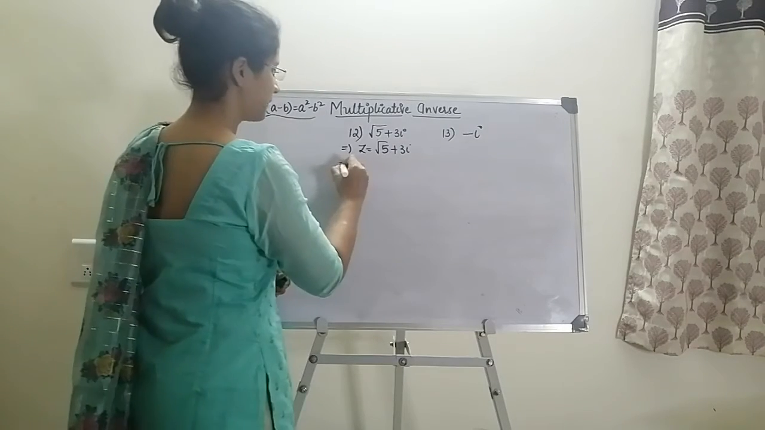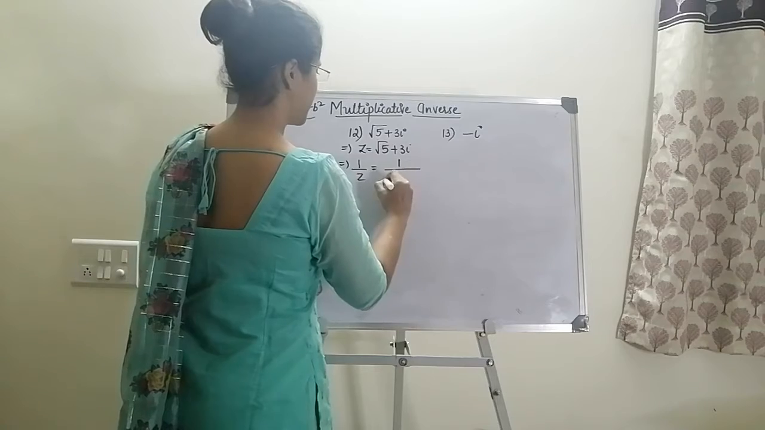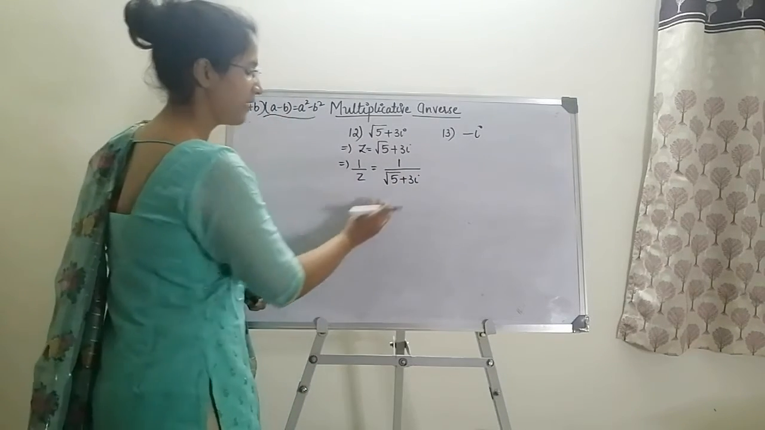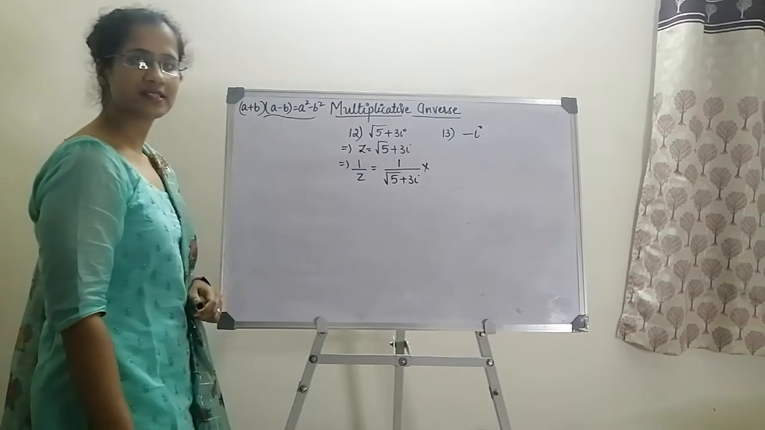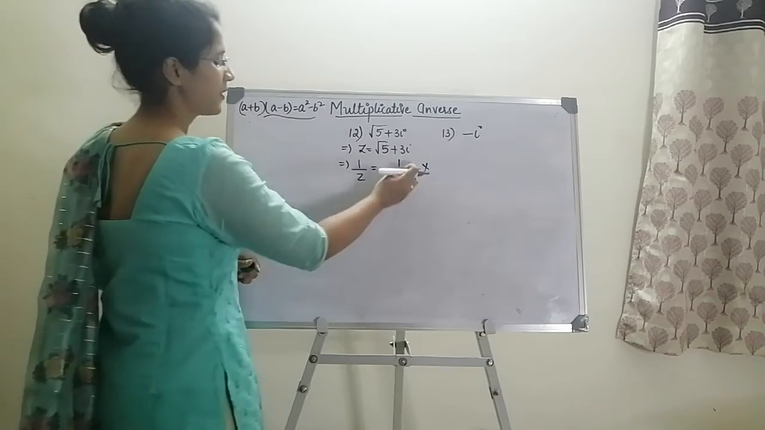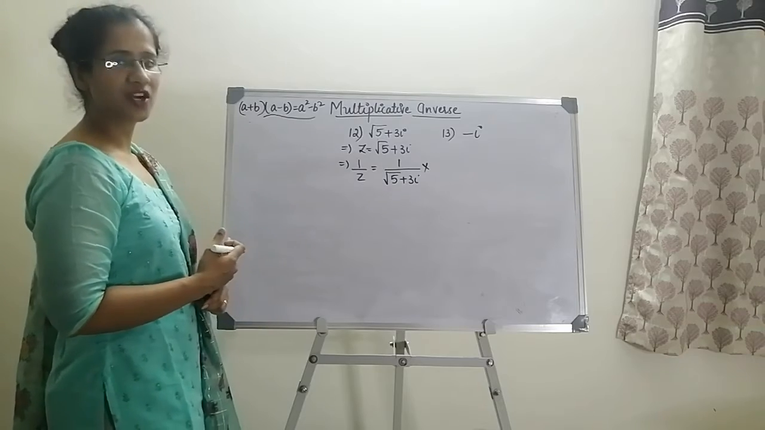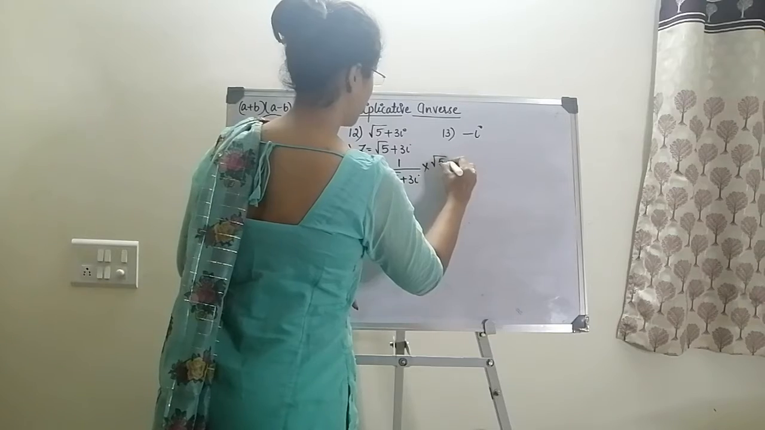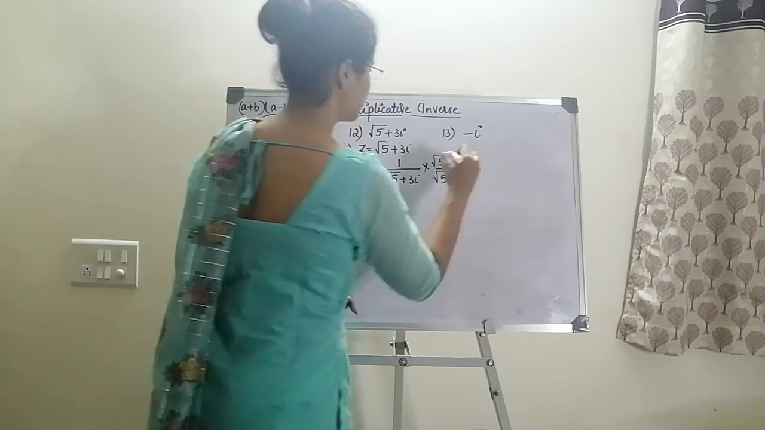Multiplicative inverse of z can be written as 1 by z is equal to 1 divided by square root of 5 plus 3i. Since I have a root 5 and i in the denominator, I should rationalize the numerator. Correct, no? No, please bear in mind, whenever I have a root in the denominator, it is called rationalizing the denominator. So I will rationalize the denominator. So I will get this as root 5 minus 3i divided by root 5 minus 3i.